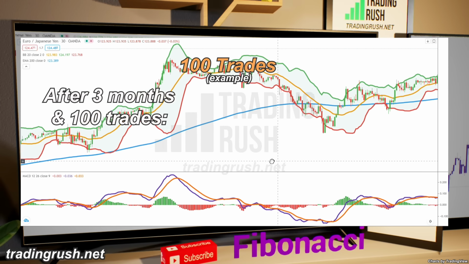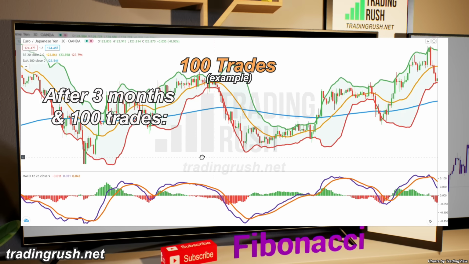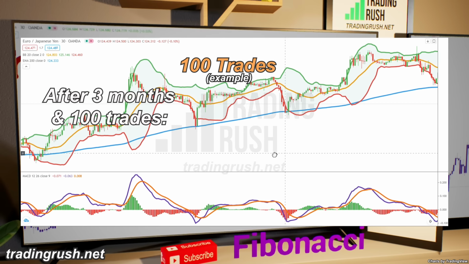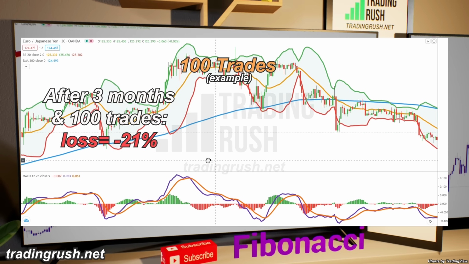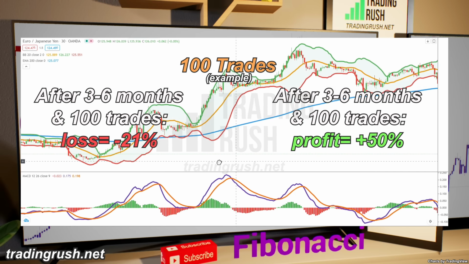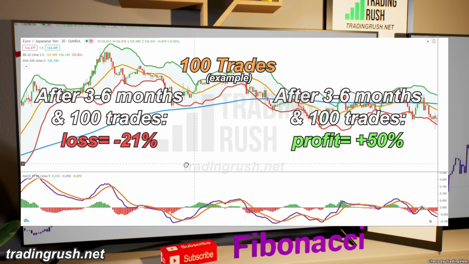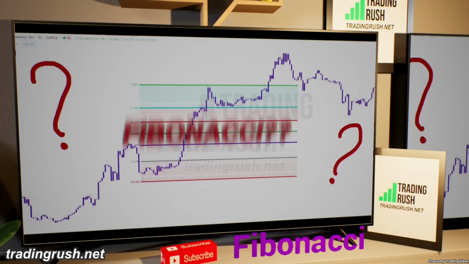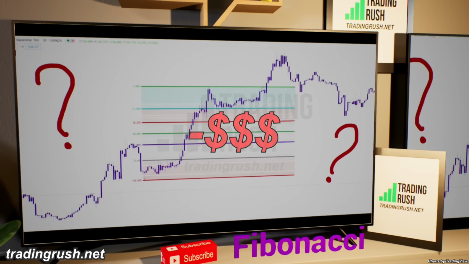It will take many months to take 100 trades for many traders in live markets anyway. The question is, will you keep using a strategy that doesn't make profit even after multiple months, when there are strategies that have the potential to make almost 50% in the same time period? Most probably won't use a strategy that keeps them in a loss in the long term.